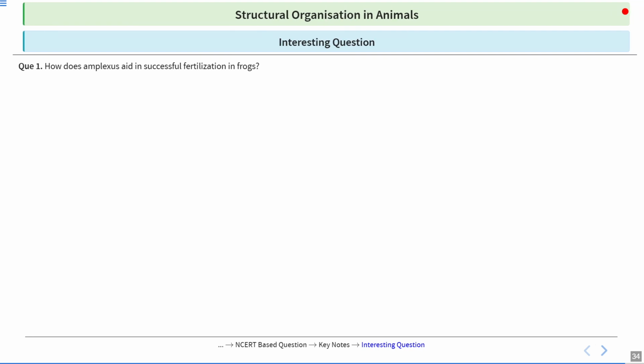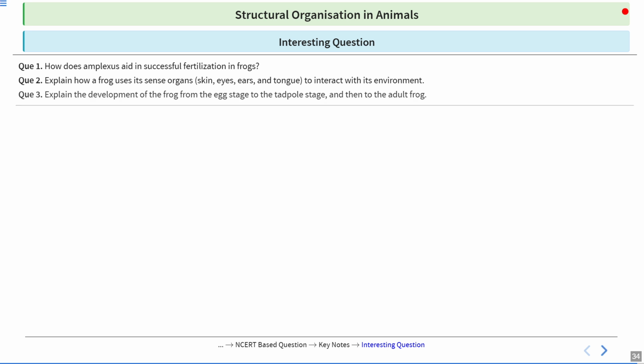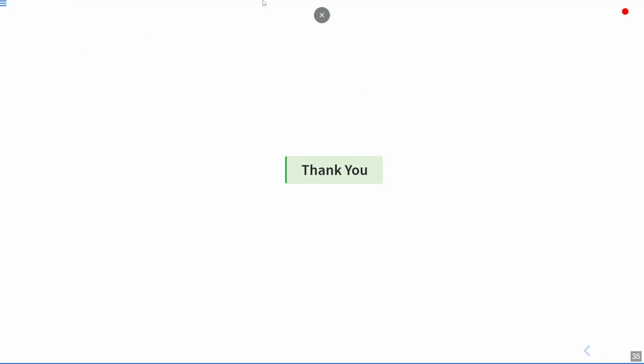Some interesting questions for you to solve. How does amplexus aid in successful fertilization in frogs? Explain how a frog uses its sense organs like skin, eyes, ears, and tongue to interact with its environment. Next question, explain the development of the frog from the egg stage to the tadpole stage and then to the adult frog. So this is all about today's session. Thank you very much.